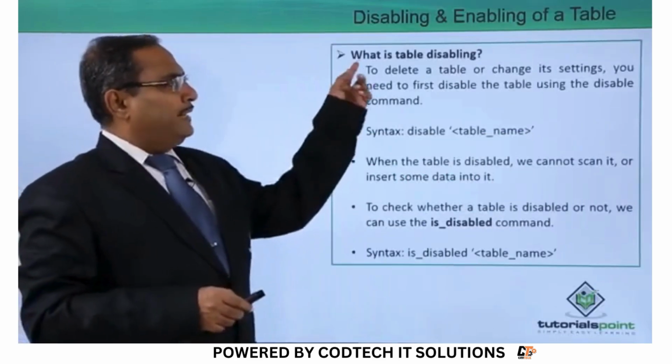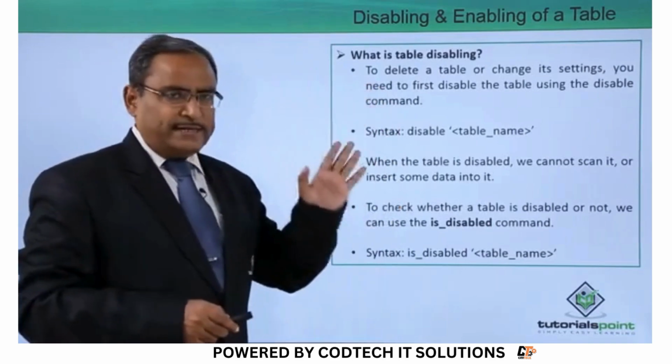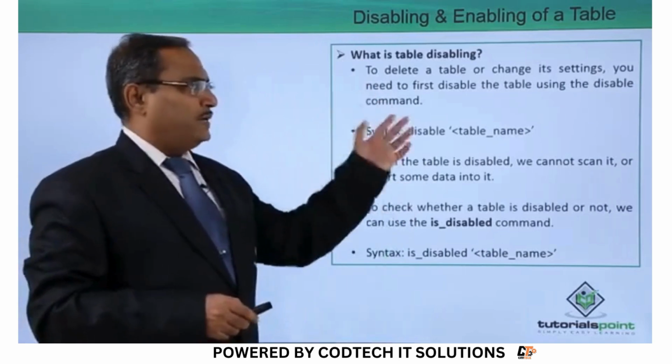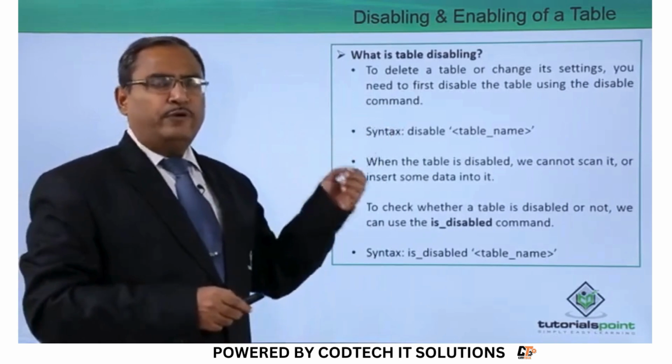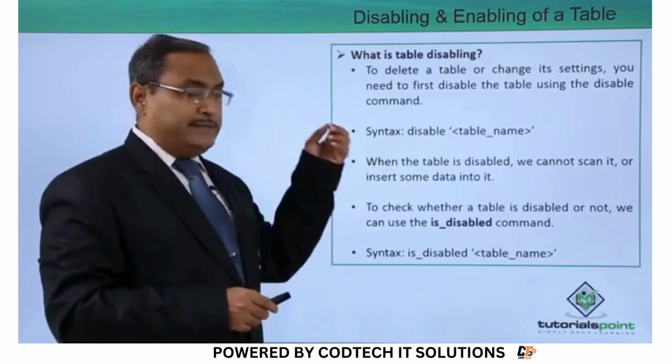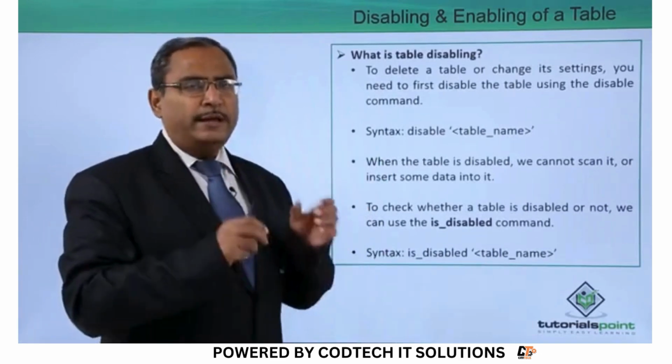In this video, we are discussing disabling and enabling of a table in HBase. So what is table disabling? To delete a table or change its settings, you need to first disable the table using the disable command. So before going for the deletion or before going for a change in the settings of the HBase table, at first we should make the table disabled.